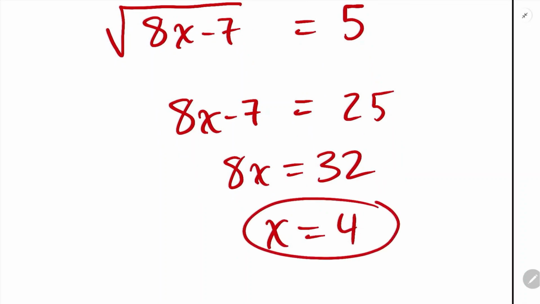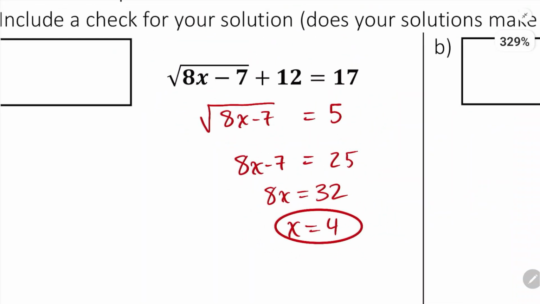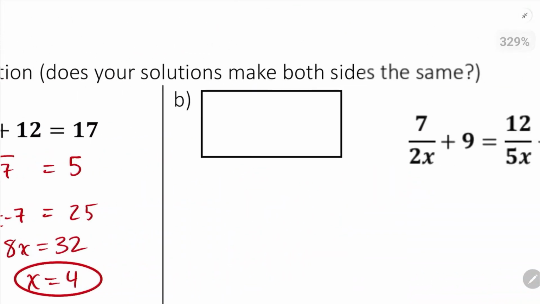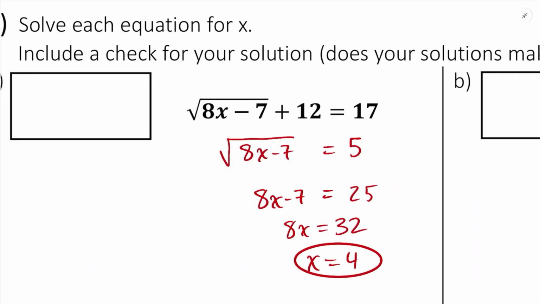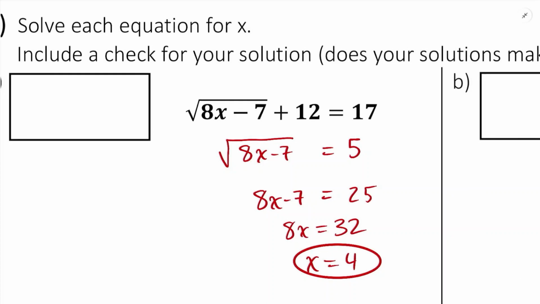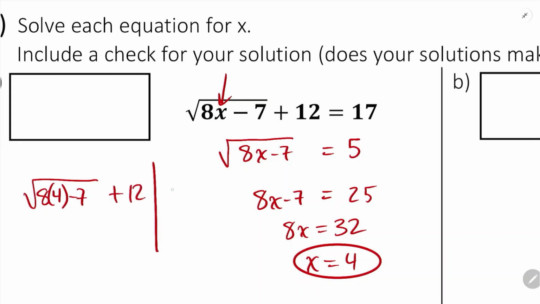Now, I'm not done. It does say up here to provide a check. Does your solution make both sides the same? Include a check. So the question is, if I put the number 4 in for x right here, what does this become? Well, it becomes 8 times 4 minus 7, and then I've got a plus 12. And I want to see, is that the same as the number 17?